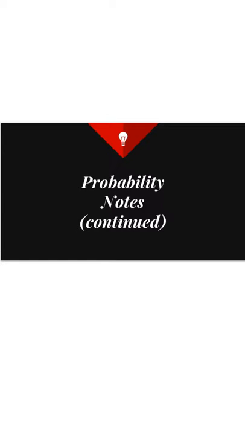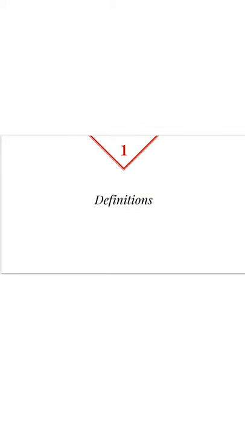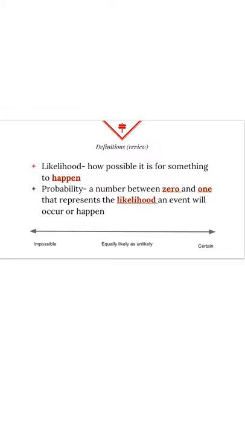Probability notes continued. First, let's go over some definitions. Remember that the definition of likelihood is how possible it is for something to happen. That would be impossible, certain, equally likely as unlikely, or just unlikely, or just likely.